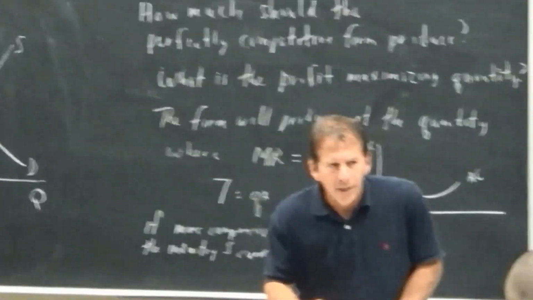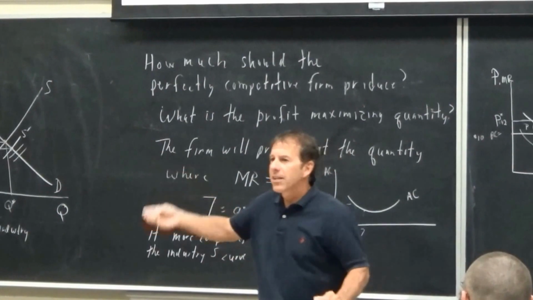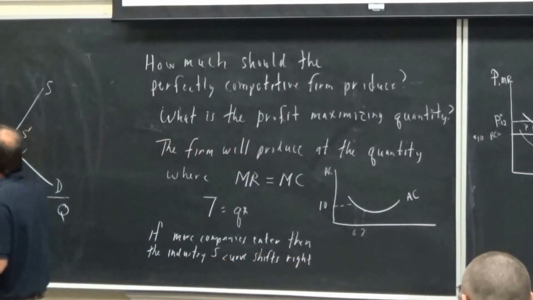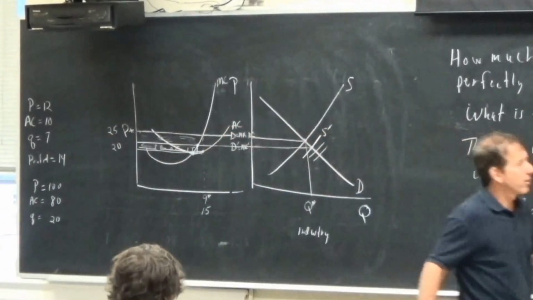So in the short run, there could be profit. But in the long run, more companies keep entering and entering and entering until there is no more profit. So this is sort of a transition graph. Let me show you what the real graph would look like.